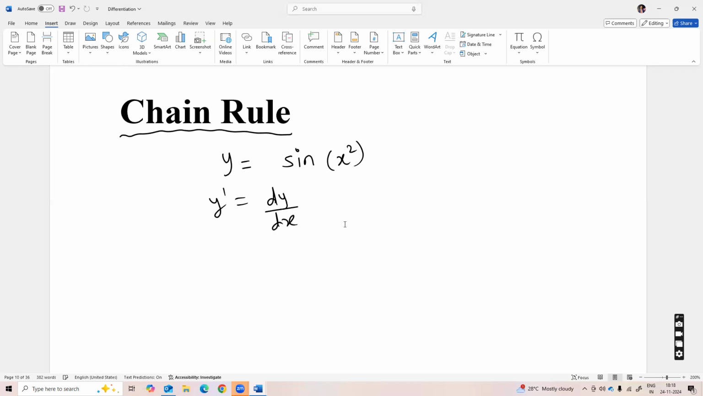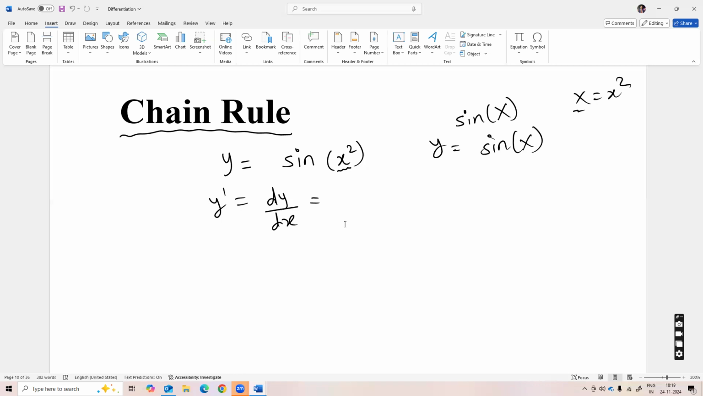Here, the term inside sine is also a function of x, and it is not simply x. So let's write it as sine big X, where big X is x square. This is bigger X and this is smaller x. If we have to find y dash in this case, we will first write y is equal to sine X, and find the derivative of y equal to sine X as it is.